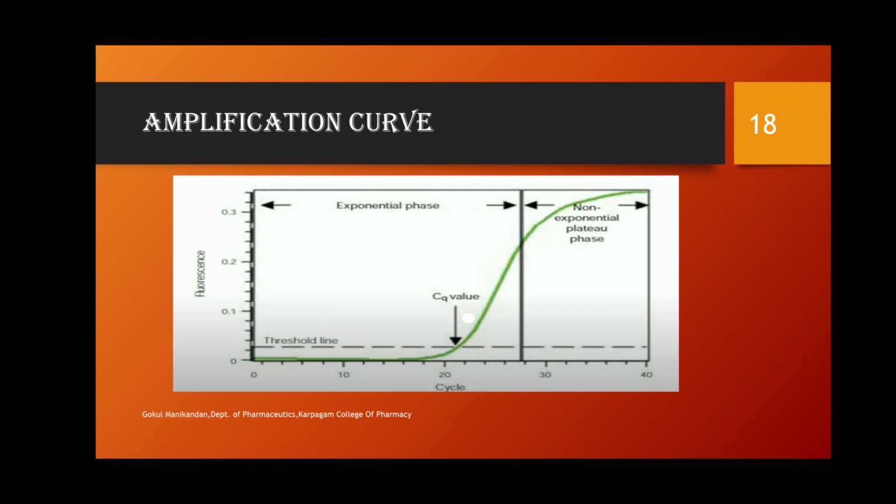This is the amplification curve. The green line which goes in the middle is known as the amplification curve. In this, there are four important areas I've marked: the exponential phase, the non-exponential plateau phase, the threshold line, and the Cq value. The exponential phase is the phase in which the DNA fragments are getting multiplied exponentially and it keeps on increasing, and at the point at which the chemicals start to decrease, the curve also starts to flatten. That point is known as the non-exponential plateau phase.